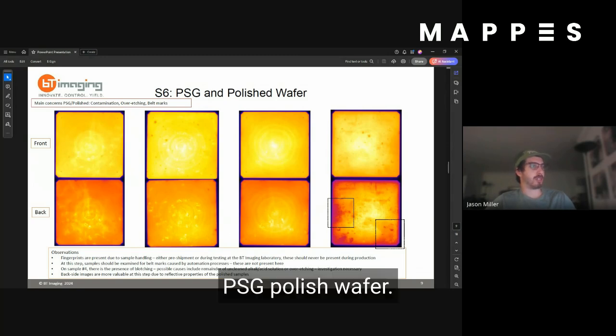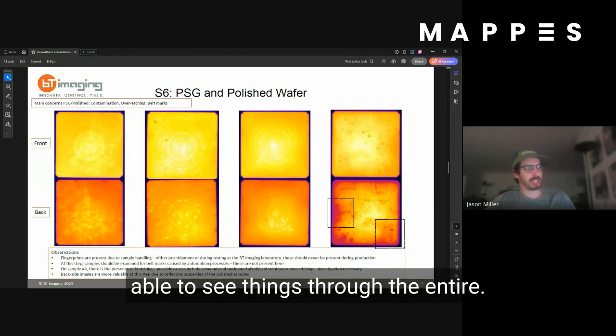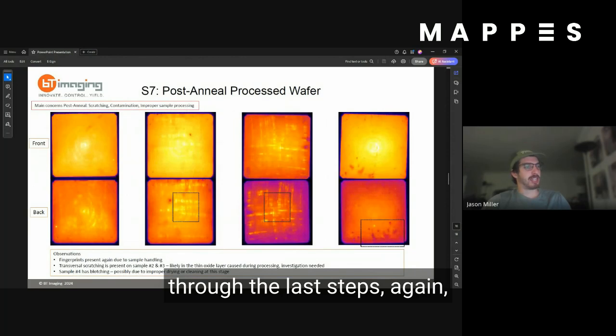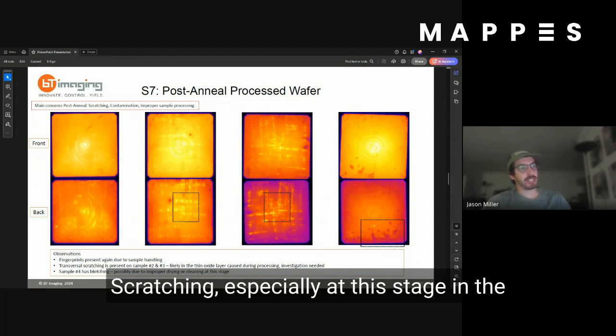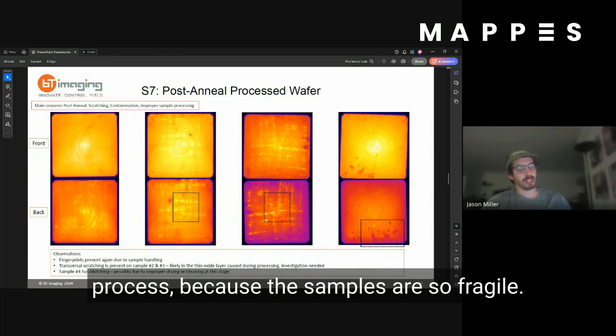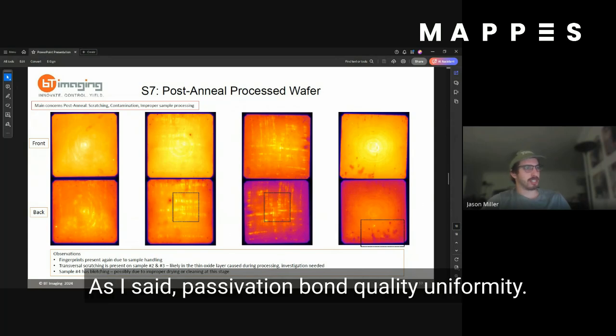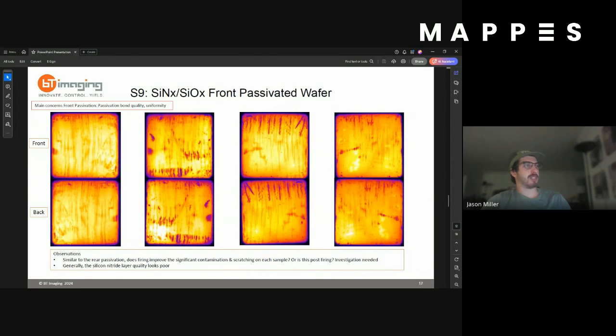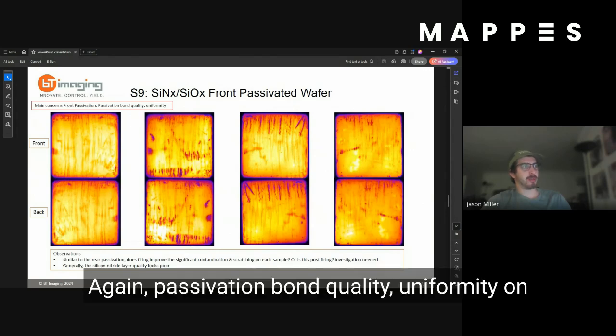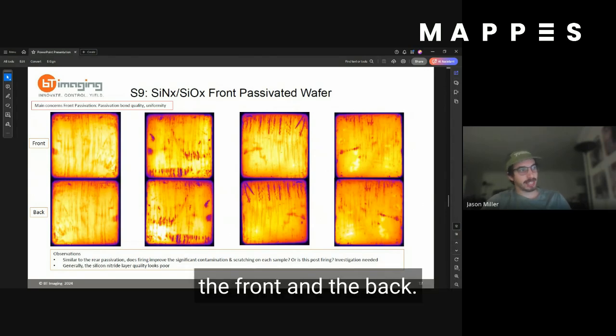PSG, polished wafer. Here's a good example of us being able to see things through the entirety, through the last steps. Again, we'd be looking at particular things here, scratching, especially at this stage in the process, because the samples are so fragile. Improper sample processing, as I said. Passivation, bond quality, uniformity. Again, passivation, bond quality, uniformity on the front and the back.